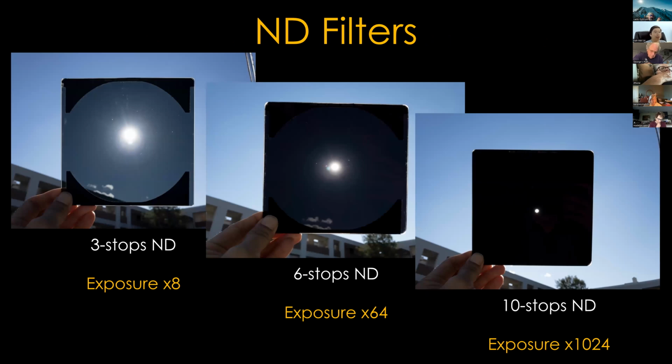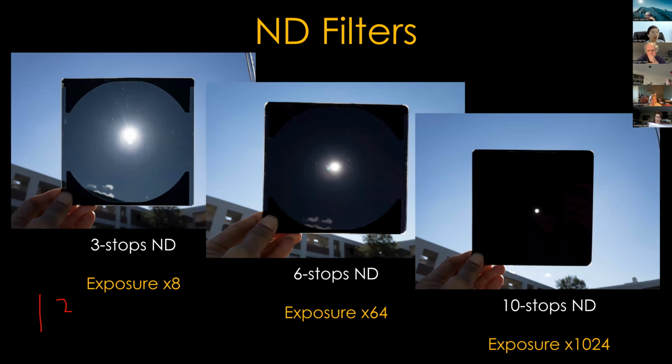So ND filters come with different darkness levels. Again, just like the GND, you can get them from 1 stop, 2 stop, 3 stop, 4, 5, 6, 8, 10, 12, 15, 18, and 20 stop. You can get from 1 stop all the way to 20 stop. However, you do not need to buy all of these filters, okay? Because most of them are not very useful.